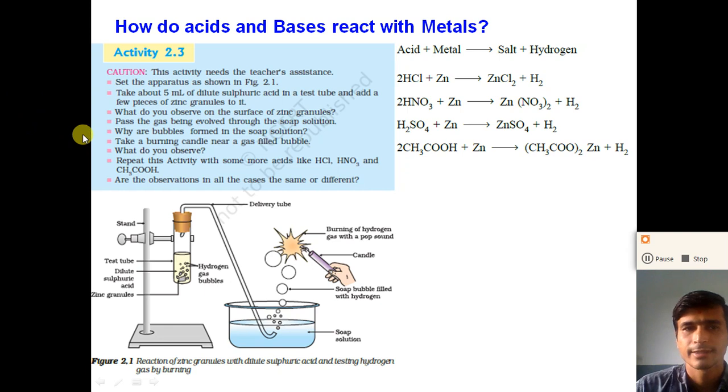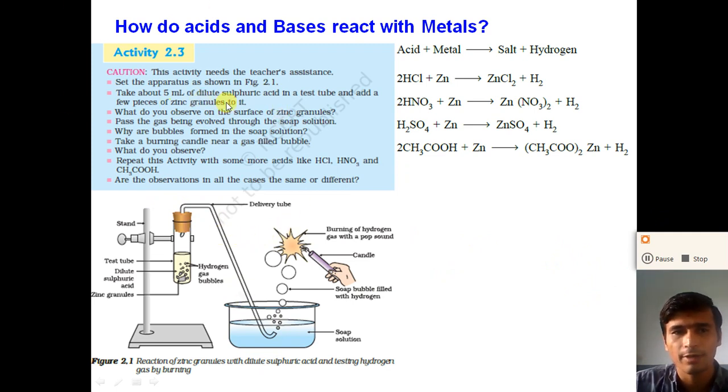First of all, set up the apparatus as shown in the figure. Take a test tube, and in this test tube take 5 ml of dilute sulfuric acid. What do we mean by dilute? You know, right? In dilute sulfuric acid, a small amount of sulfuric acid is there and a large amount of water is there. Fit the test tube with a cork and pass the pipe through the soap solution. So dear student, set up the apparatus like this.